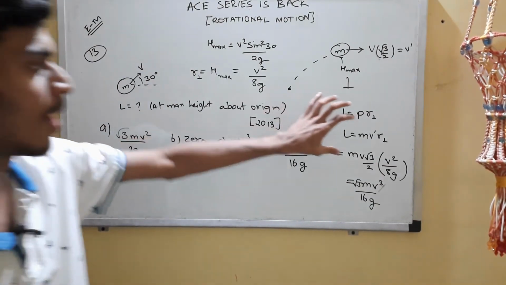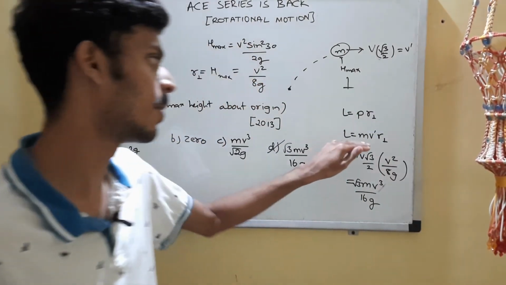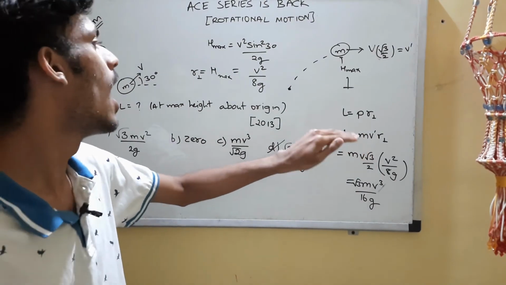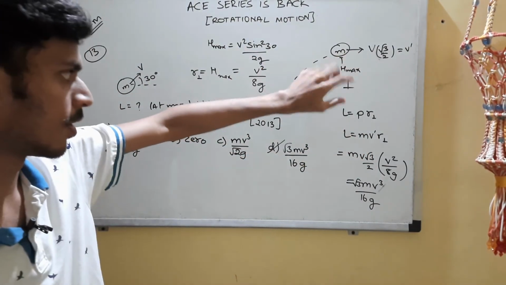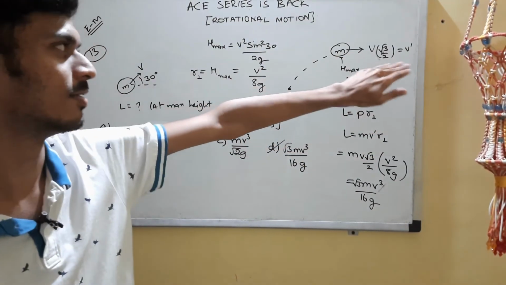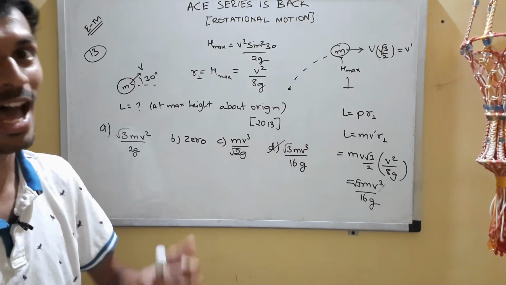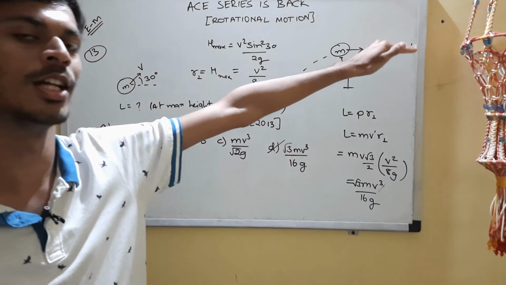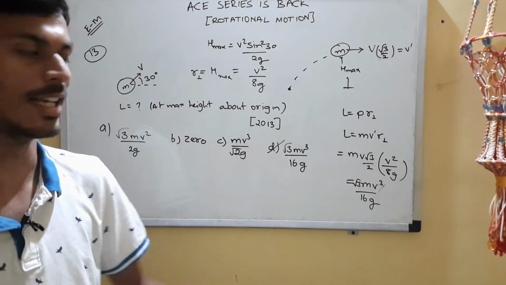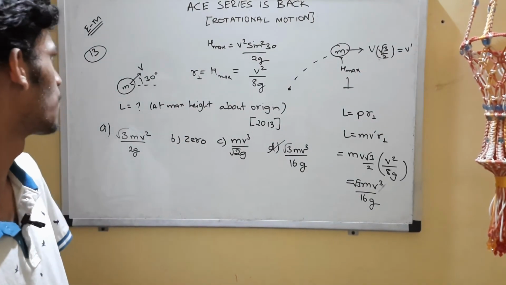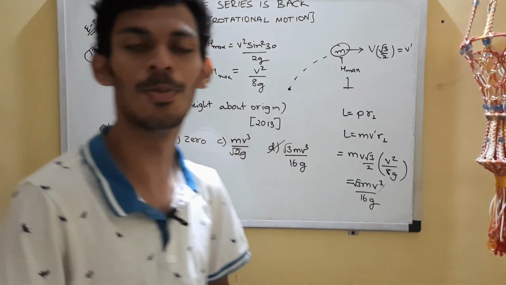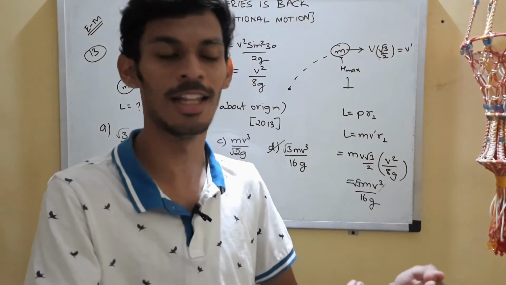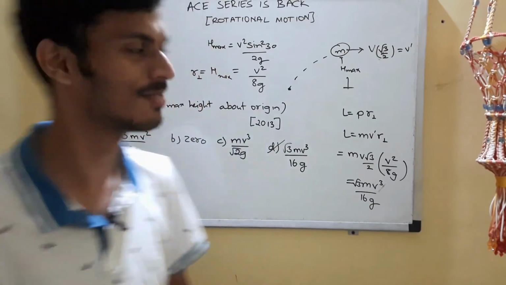So this is a direct application of the formula of angular momentum, and then you just have to look out for the perpendicular distance. Some concepts of projectile motion are necessary over here: this formula, and the idea that the only component is the horizontal component. That was a question from the easy to moderate category. Let's move to the next question from the same category.